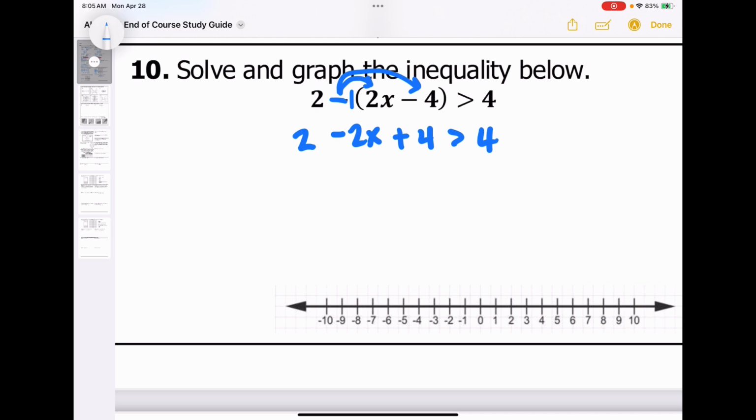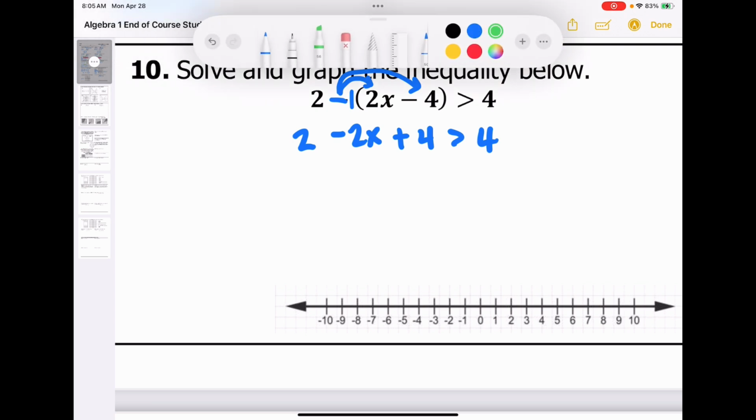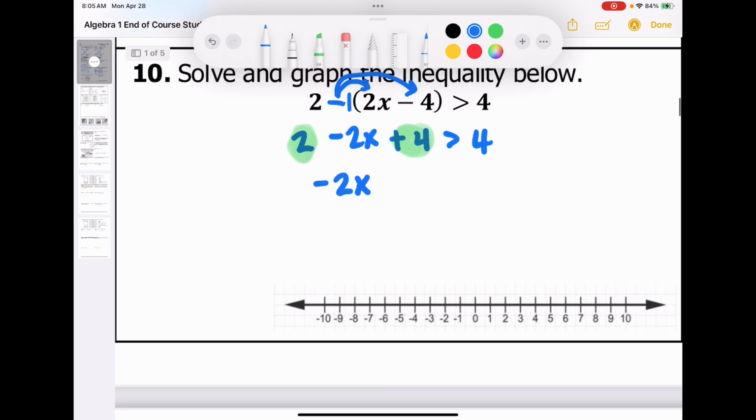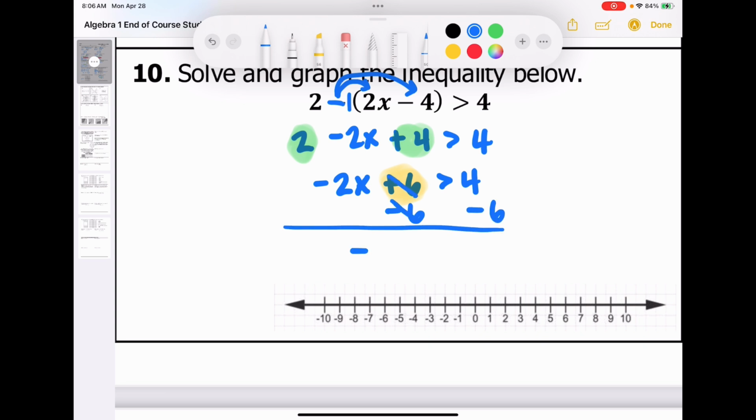Now I can combine any like terms that I have before I start moving things to the other side. So 2 and 4 are like terms, so I'm going to add those together, and that's going to give me 6. So I'm left with negative 2x plus 6 is greater than 4. Now I want to move all my regular numbers to the right side, so that means I need to move this positive 6 to the other side, and I do that by subtracting. So I'm going to subtract 6 from both sides. That leaves me with negative 2x is greater than negative 2.